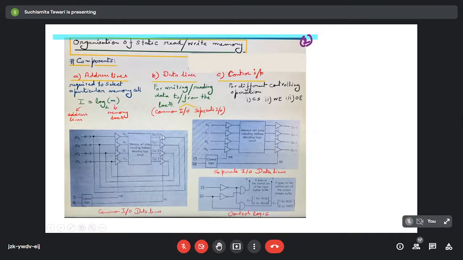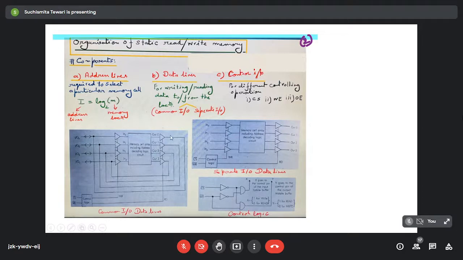In this particular diagram, we can see that the output data bus is fed back to be connected with the input data bus. And these four at the input and these four at the output are nothing but the tri-state buffers that we have already introduced in the previous classes. So what is happening here? The address bus is actually not shown. Basically, this is a common IO data bus.